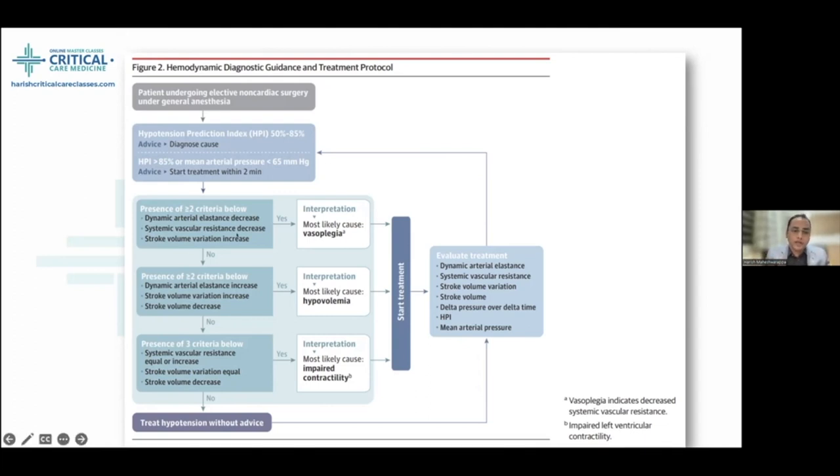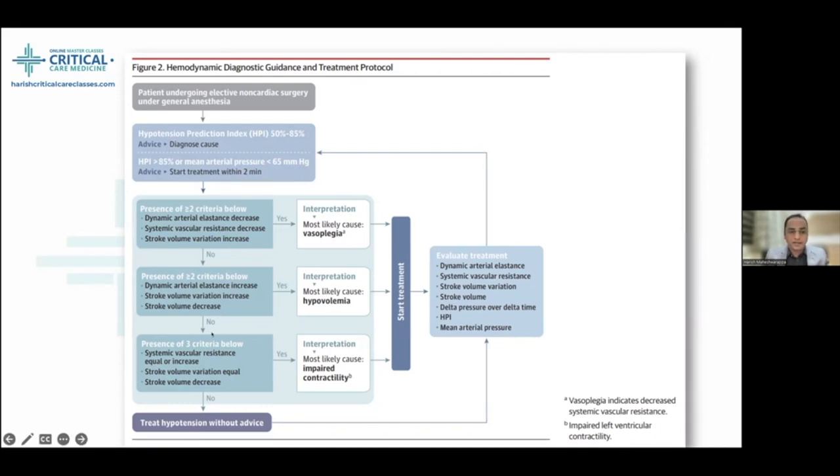Okay, suppose the answer is no. Then again, any 2 or more of the below criteria: dynamic arterial elastance is increased, meaning EA dyne is more than 0.89; stroke volume variation is increased, SVV is more with the adequate criteria satisfied, meaning probably you need volume; and stroke volume is also decreased, meaning his cardiac output and stroke volume are also less. SVV is more, and his arterial elastance is also increased, more than 0.89. Obviously, you need volume, that is the preload.